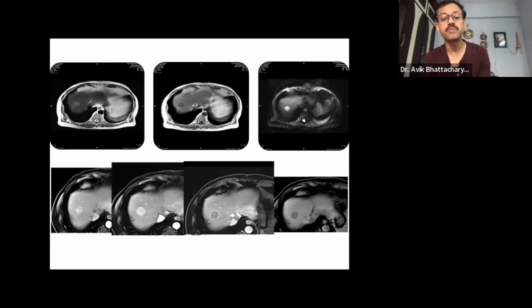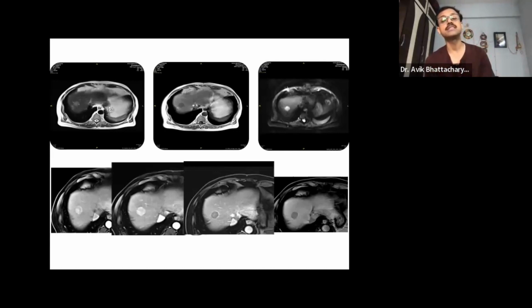The lower row images are the contrast images. The first two images, the early and late arterial phase images, show the lesion standing apart. It is brighter than the rest of the liver. And the portal venous phase image shows the washout of that, meaning it becomes darker than the rest of the liver. However, there is a well-defined peripheral capsule.